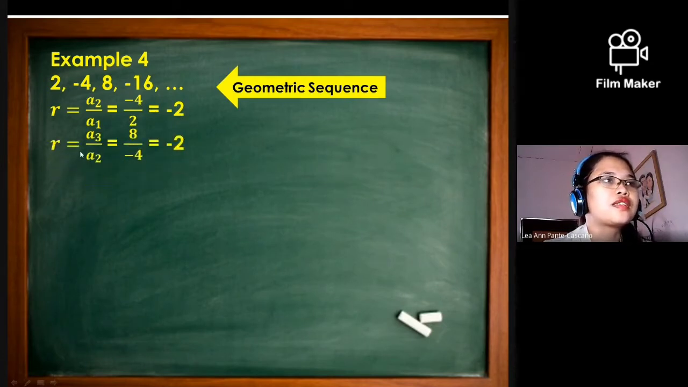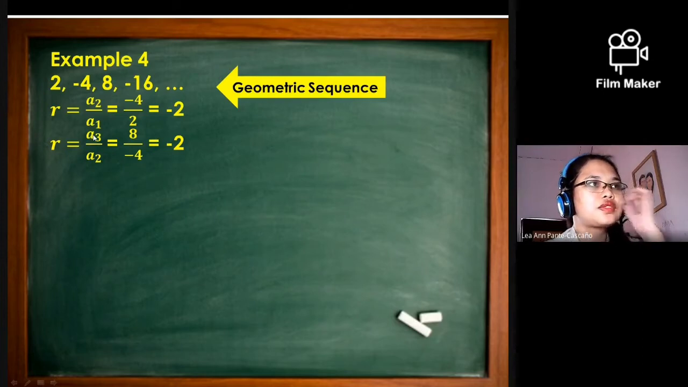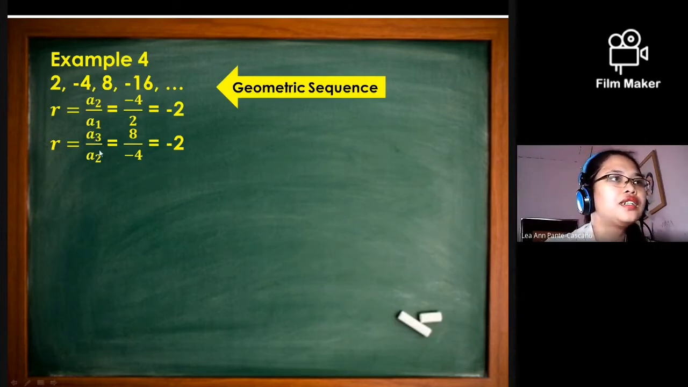Second common ratio, check natin A sub 3 divide daw po sa A sub 2. A sub 3 ay 8. A sub 2 is negative 4. 8 divide negative 4 is negative 2.